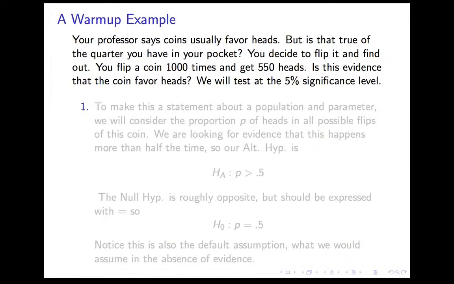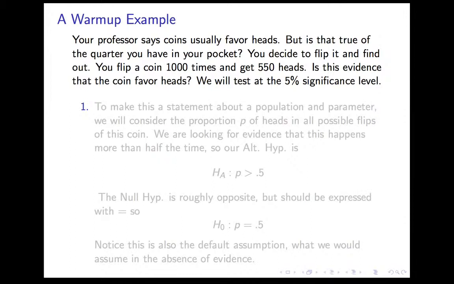I've told you that most coins slightly favor heads. They come up heads a little bit more often than tails, so perhaps you want to test this hypothesis. So you take out a quarter, and you want to see if that coin favors heads. It's pretty clear how you gather evidence for that. You would flip it. Maybe you'd flip it 1,000 times, and let's say you did, and you got 550 heads.